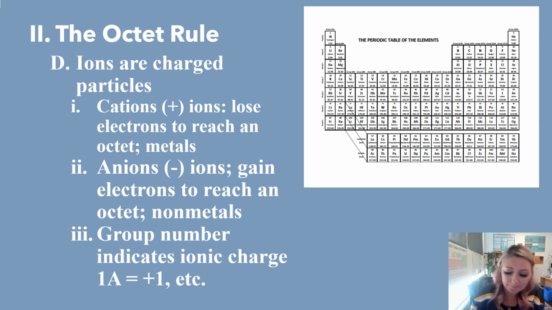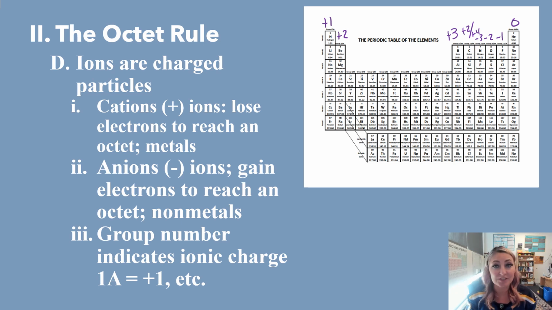If you think about it, when we look at our charges, we have +1, +2, skip a few, +3, this is +2 or +4, -3, -2, -1, and no charge. So it's your metals that are willing to give up an electron. They have so few valence electrons, they give them up, they become cations.